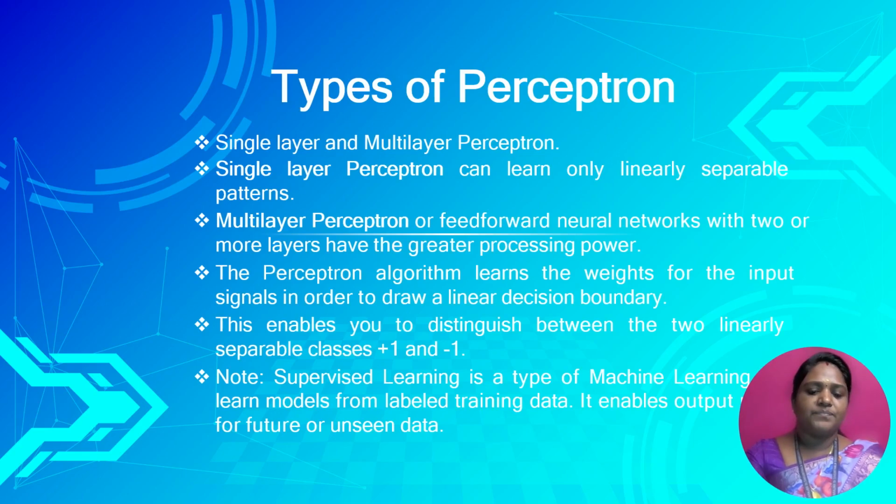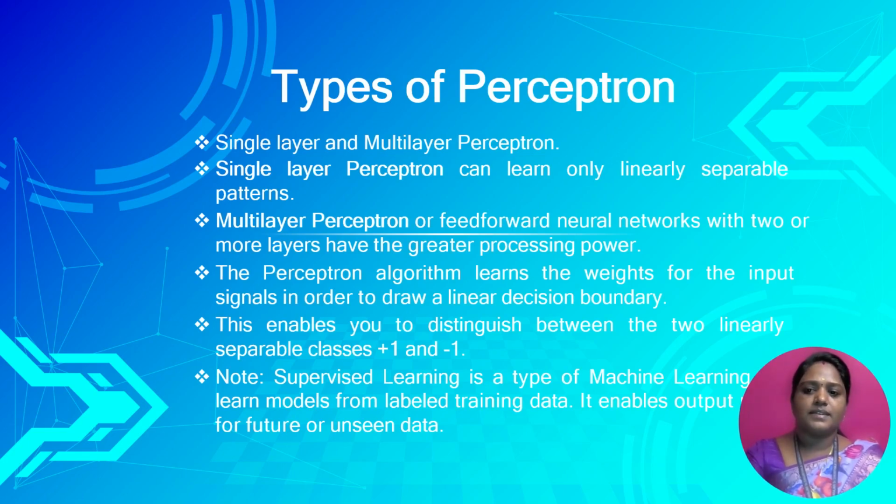Here we use supervised learning, which is a type of machine learning. Each and every node learns the model from the labeled training data and produces the output for the particular information of the required input data.